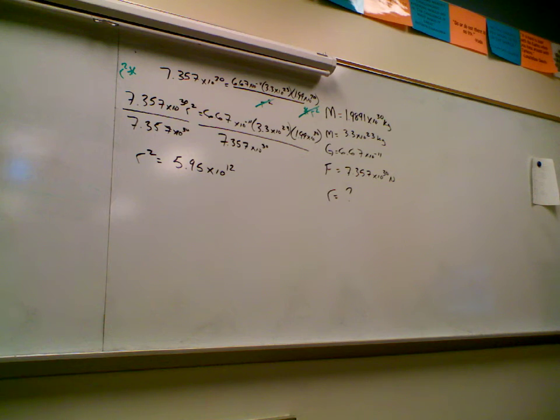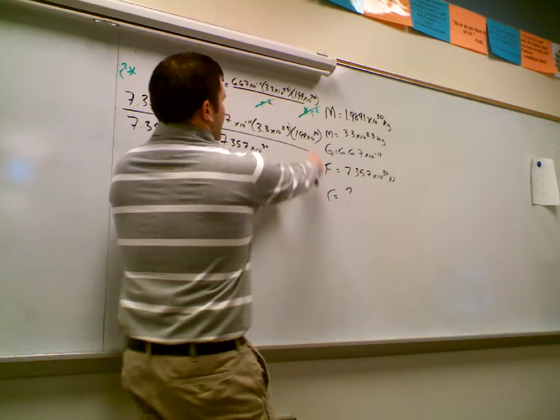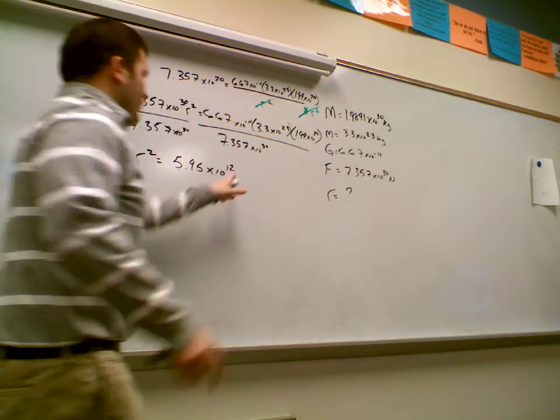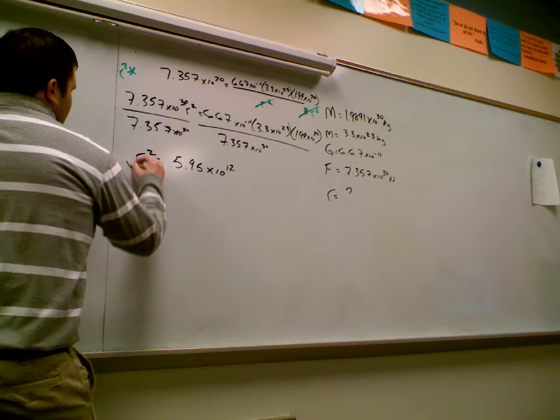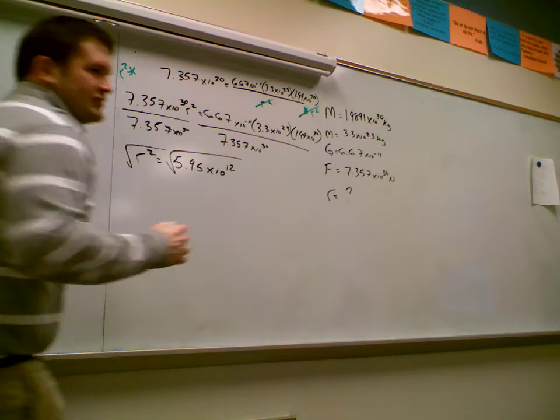Okay. Let's see if that makes sense. The 30s cancel each other out. 23 minus 11 is 12. I got 12. Perfect. Right? Works out. Does that make sense? Yeah. So now what do we do? Square root. I bet we're going to have a power of 6 at the end. What do you guys think?